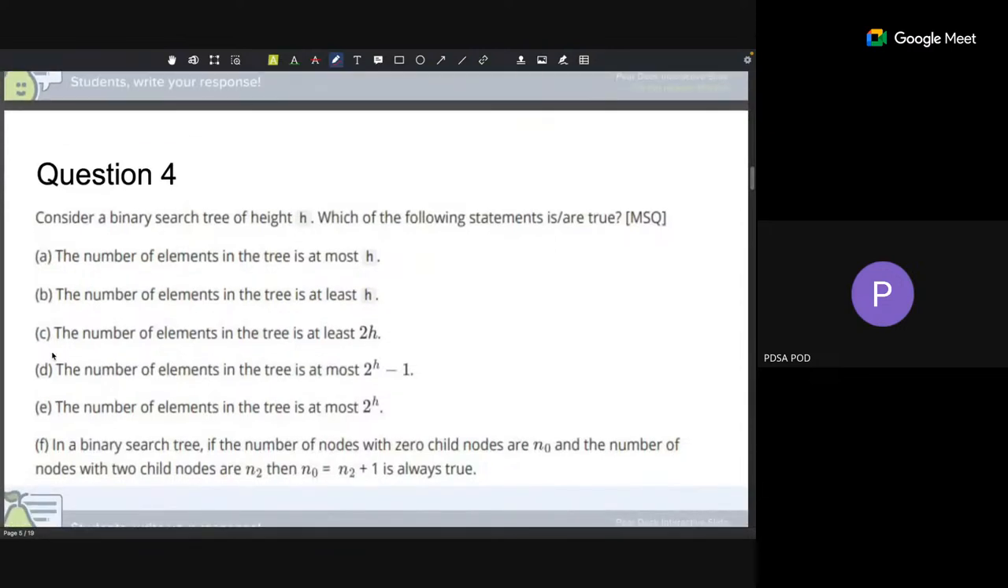So these are some of the criteria given for the characteristics of a binary search tree. Whenever these characteristics are satisfied or not, which of the characteristics are satisfied by the binary search tree? Look at which of them is true. The number of elements in the tree is at most H is not right. At least H is right. So it's not right, sir, because it's a binary tree. Remember, it's a binary search tree.